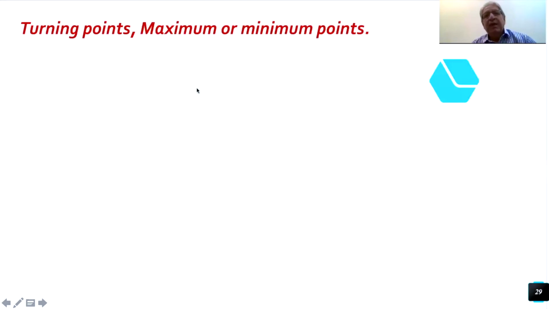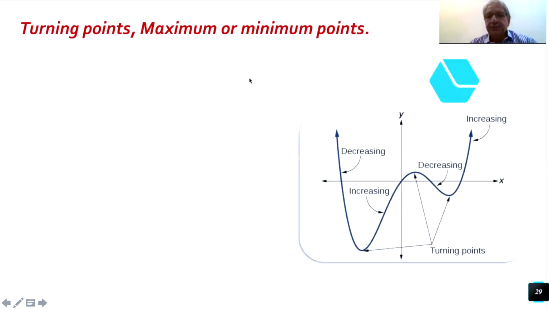Okay, let's go for the next page and see what is the next page. Turning point, maximum or minimum points. Now, look at this graph here. You can see the function here is decreasing, and then here goes increasing, and then decreasing and increasing. These points are called turning points or stationary points. And here also is another turning point or a stationary point. This also is another turning point or a stationary point. Therefore, there are three turning points. We call this local minimum, and this is called local maximum, and this is local minimum. Therefore, there are maximum, minimum points.